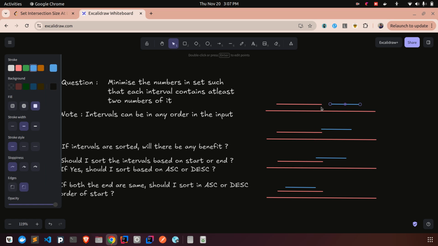That means if you pick the last two numbers, then it is most likely that the one or two numbers can be present in the next interval. Okay, so that is the main agenda.